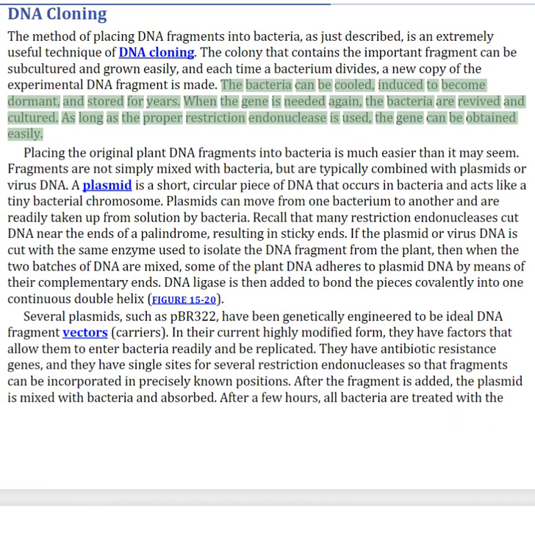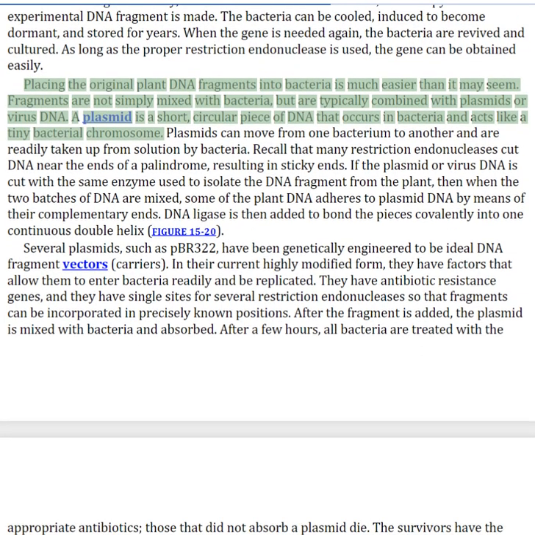The bacteria can be cooled, induced to become dormant, and stored for years. When the gene is needed again, the bacteria are revived and cultured. As long as the proper restriction endonuclease is used, the gene can be obtained easily. Placing the original plant DNA fragments into bacteria is much easier than it may seem. Fragments are not simply mixed with bacteria, but are typically combined with plasmids or virus DNA.